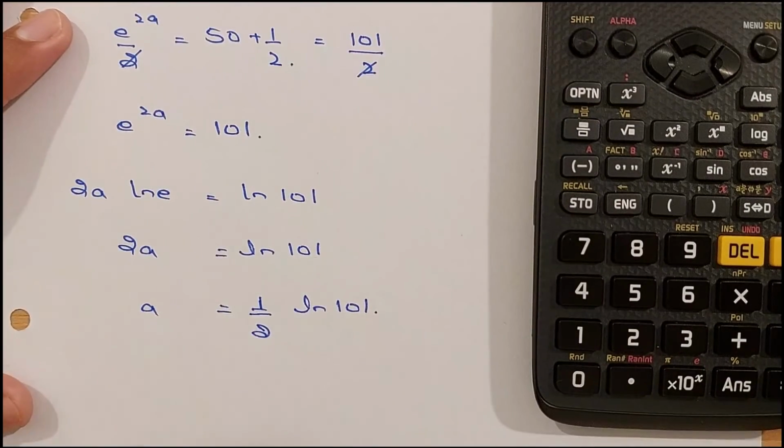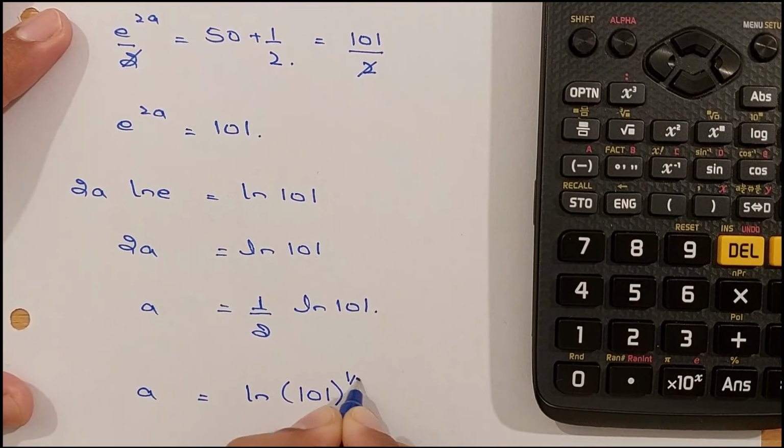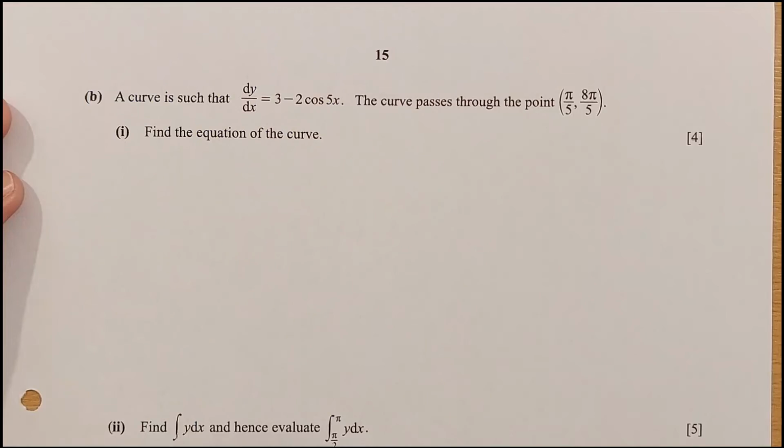We need to find the exact value. So a is equal to, we can say, ln 101 to the power 1/2. So this is the exact value of a.